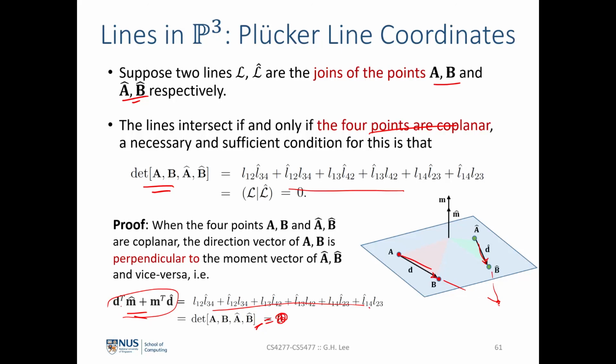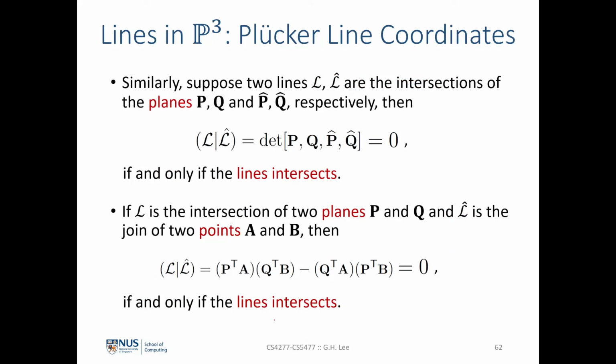Since the dot product of the final moment vectors M and M hat, representing the moment vectors in the Plucker lines of AB and A hat B hat over here, must be in the same direction since they are coplanar. They are lying on the same plane, and the dot product of these two is going to be equivalent to the determinant over here, and that is going to be 0. And other properties here can be directly derived from the duality principle of a point and plane.